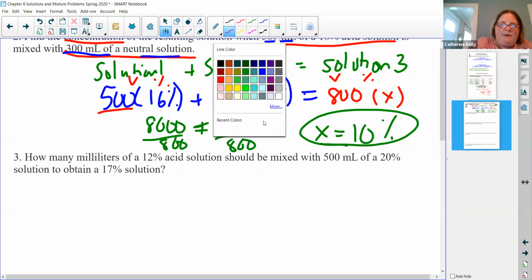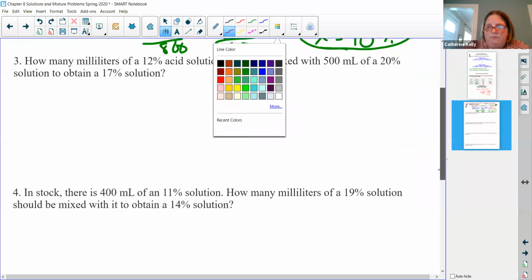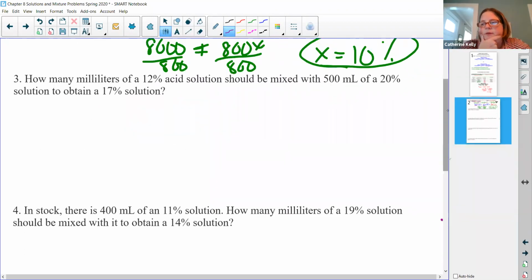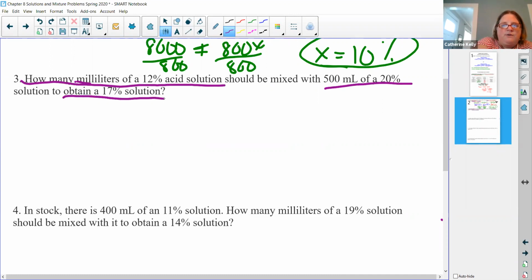Okay. Next one says, how many milliliters of 12% acid solution should be mixed with 500 milliliters of 20% solution to obtain a 17% solution? So what I do is I go to the word solution and then I can stop my underlining. My 500 goes with my 20. I don't know what goes with my 17, and I know that something goes with my 12%. So I have solution 1, solution 2, solution 3.